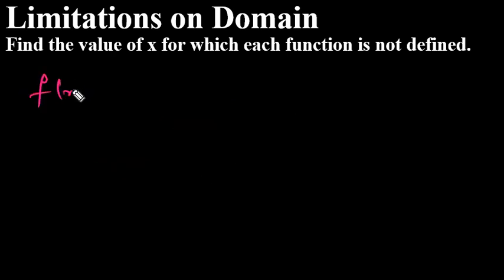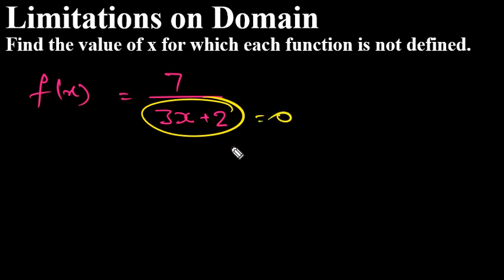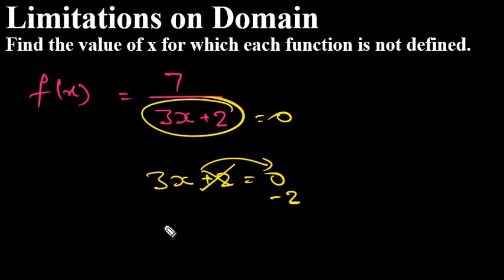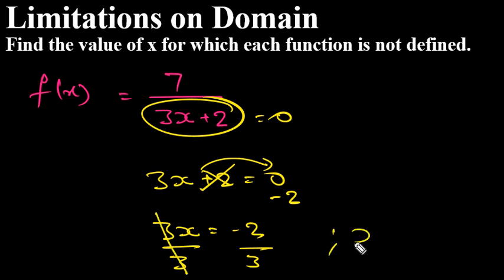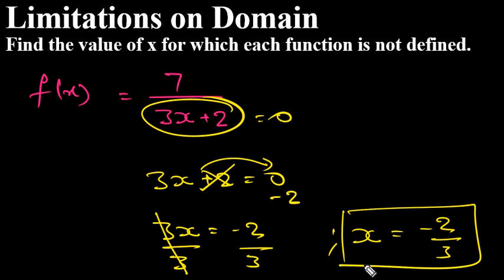Next question, if you have f of x equals 7 over 3x plus 2, now again the denominator will be 0. So 3x plus 2 is equal to 0. Take it to this side, minus 2. 3x is equal to minus 2. Divide by 3 on both sides, and that will give you x equals negative 2 over 3. So x equals negative 2 over 3 will make the function undefined. Right? I hope you understood.